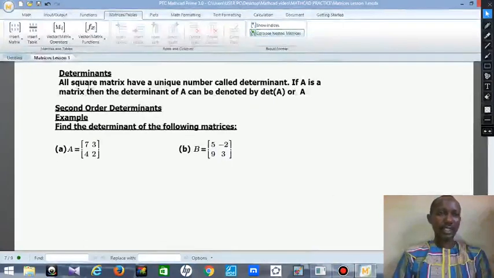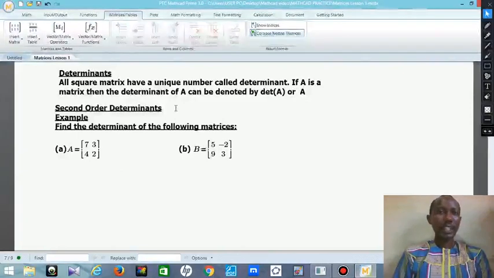So determinant. Determinant is just a special number, or say a unique number of every matrix, most especially a square matrix. That's why I have here all square matrices have a unique number called determinant. Determinant is unique to all matrices, that is to all square matrices. Take note. Not all matrices have determinant. It's only square matrices that have determinant. And we also have some special types of matrices whereby determinant will give you 0, singular matrix, just like that. You will do all that as the topics continue, as we move on.